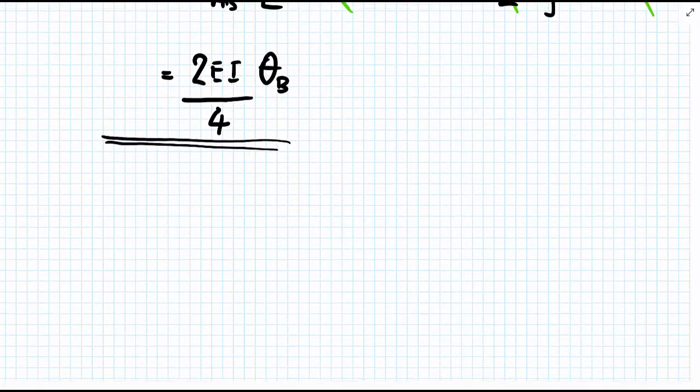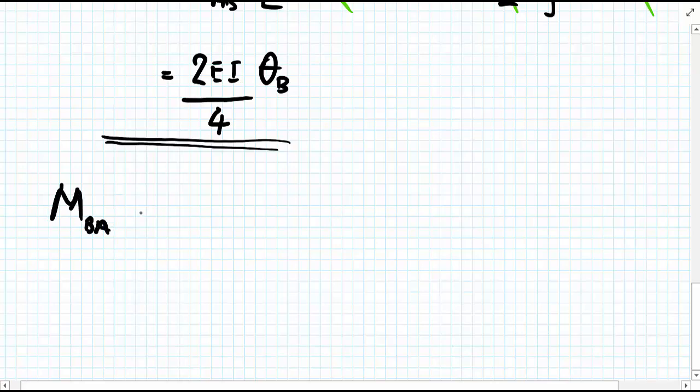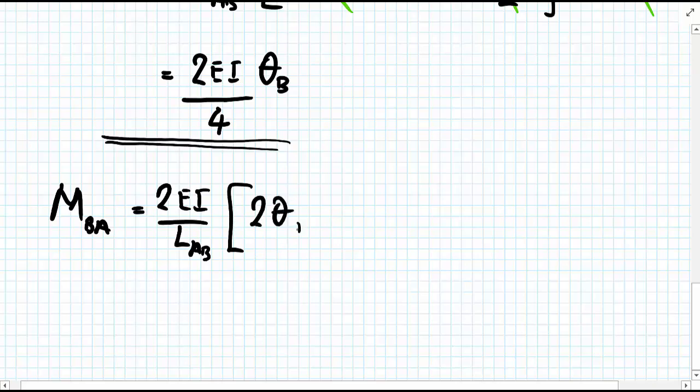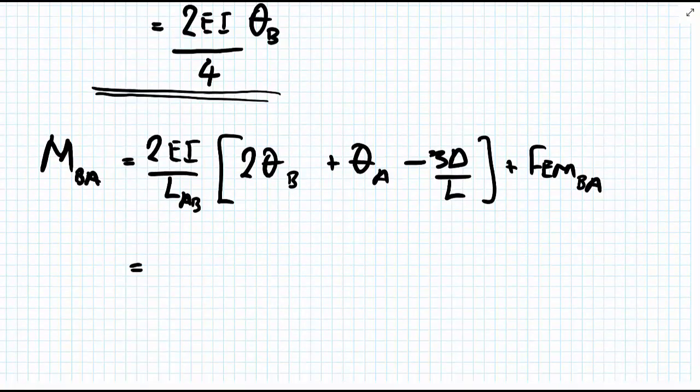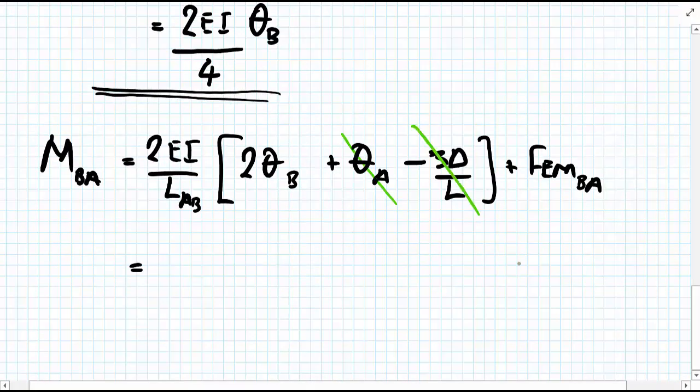Going now to MBA. MBA equals 2EI divided by LAB times, in brackets, 2 theta B plus theta A, minus 3 delta upon L, plus the fixed end moment BA. Going through again, we know that theta A disappears, the delta upon L disappears, and the fixed end moment BA disappears, and that LAB was equal to 4. So we can finally tidy that up, and we get that MBA equals EI theta B.